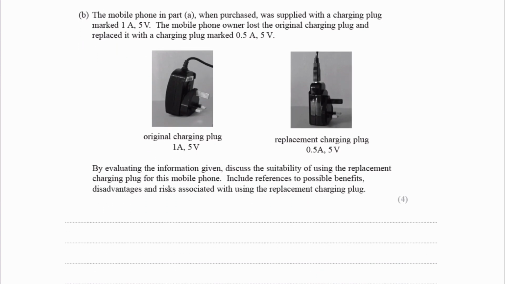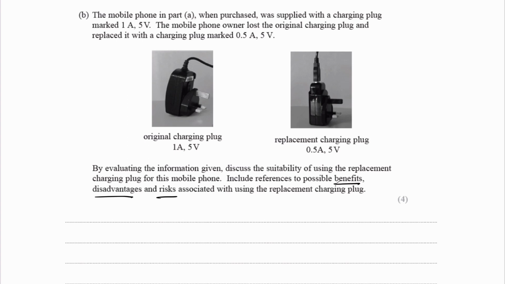So on to the final part. We have a charging plug that came with the mobile phone, which has a current of 1 amp and a voltage of 5 volts. So it's designed for those two values. Then it's replaced with a similar charging plug, but now the current is lower, 0.5 amps instead of 1, but the voltage is the same. We're then trying to look at the benefits, the disadvantages, and the risks with replacing the plug with this one.